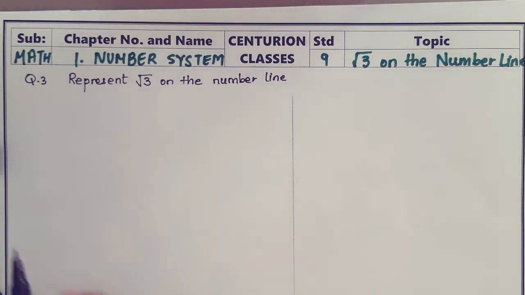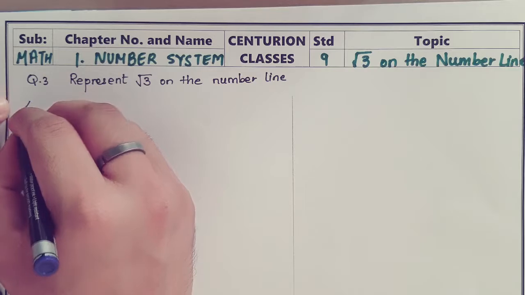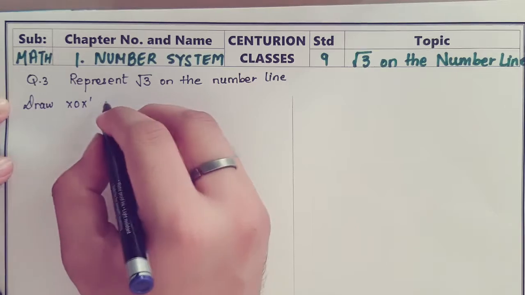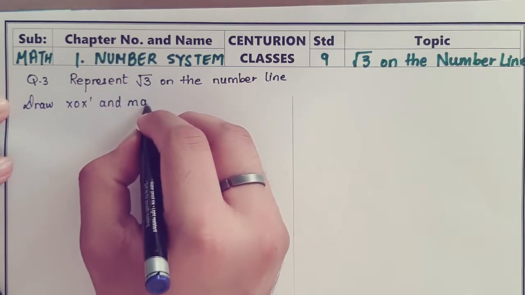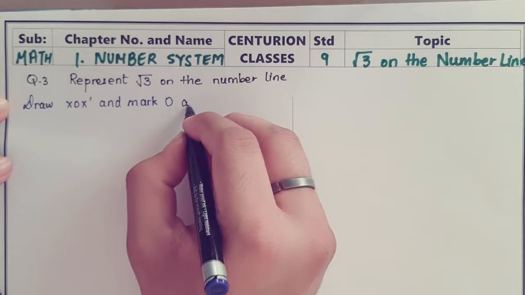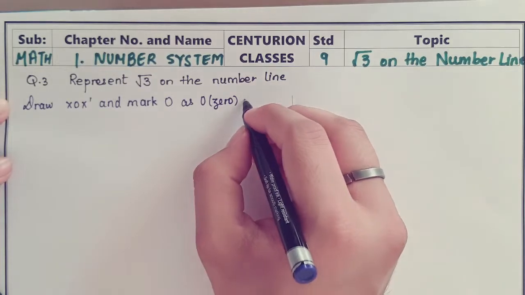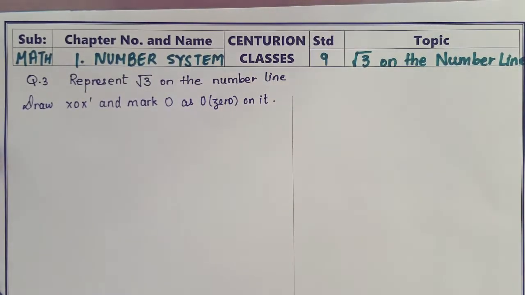First of all, we are going to draw a line. Draw X'X and mark O as 0 on it. And again we are going to deal with root 3. If we take 1 centimeter equals 1 unit, it will be very small. So we'll try to make it 3 centimeter or maybe 2 centimeter as 1 unit. Let us quickly draw the line.